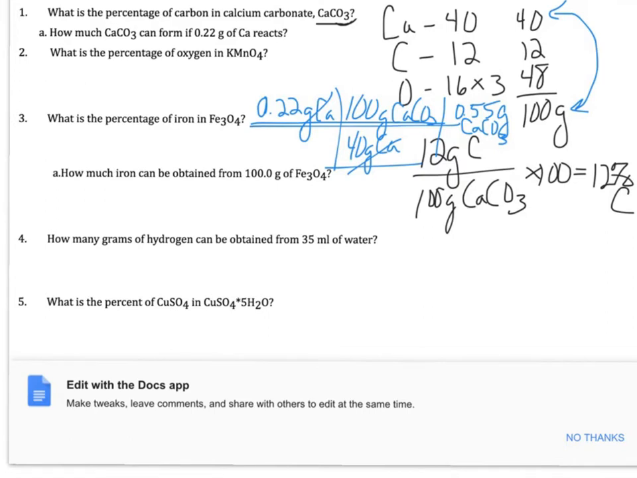Percentage of oxygen, so we do 64 divided by 158, and we would get an answer of 0.405, or multiplied by 100, 40.5% oxygen in KMnO4. Next question.